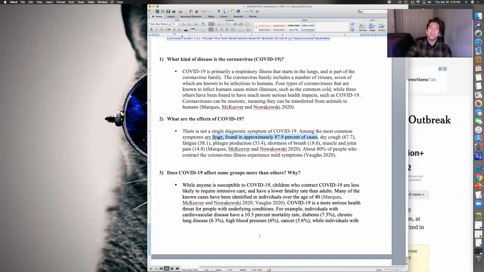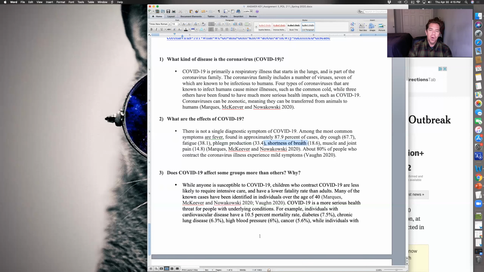So this statistic here, which again may have changed in the last couple of weeks: 87.9% of people who test positive have a fever. About 2/3 have a dry cough, so not everybody, but 2/3. A little over a third, 38%, exhibit fatigue, right, tiredness. Phlegm, the stuff that gathers in your throat and you cough up, about a third exactly, and again, this statistic may have changed, have phlegm production.